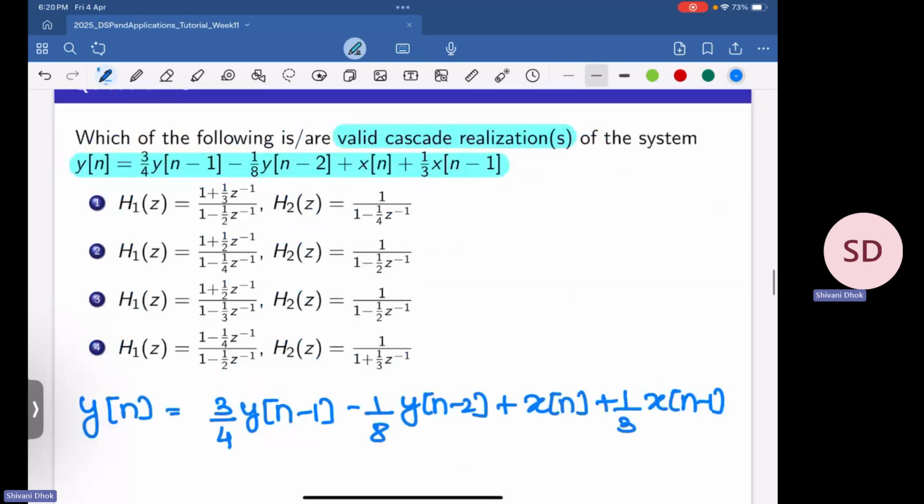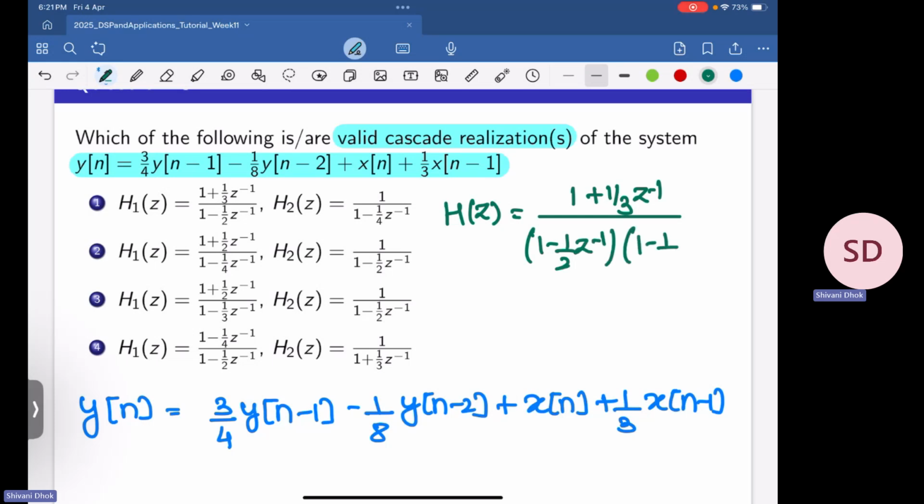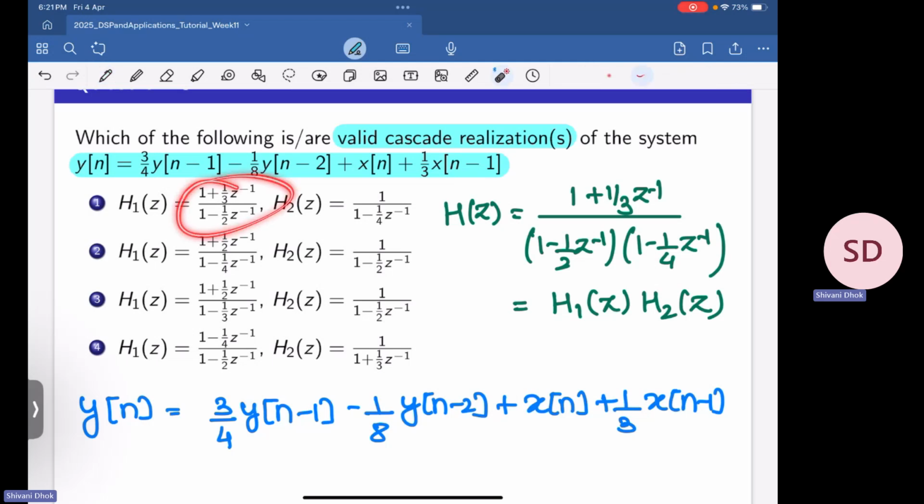So now let me write this down here. This h of z comes out to be equal to 1 plus 1 by 3 z inverse divided by 1 minus 1 by 2 z inverse into 1 minus 1 by 4 z inverse. Now since it is in cascade form, this should be equal to h1 of z multiplied by h2 of z. So now the systems h1 and h2 when multiplied give this transfer function, that will be the answer.